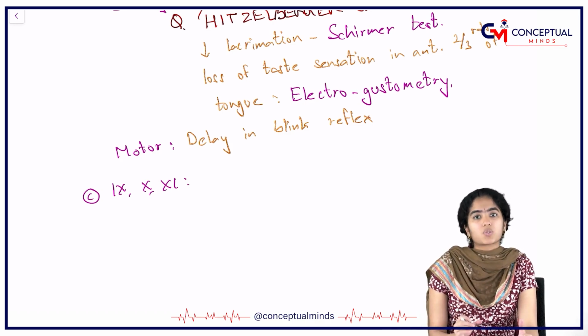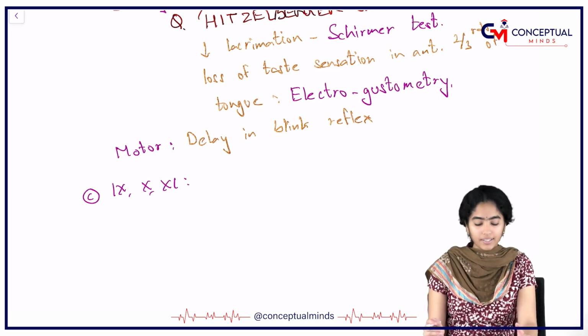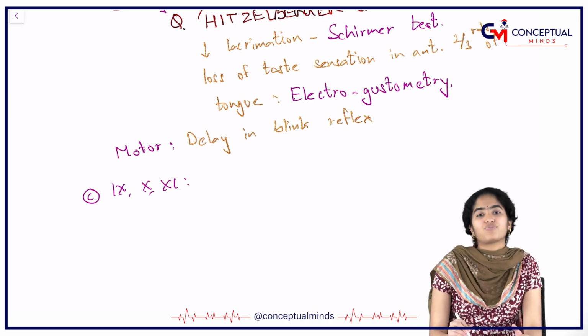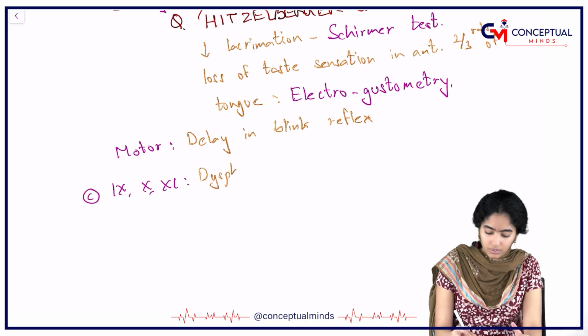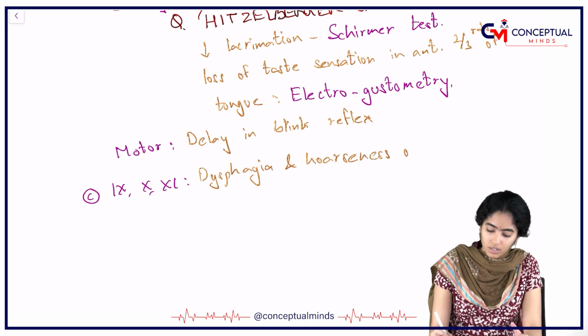So when the palatal, laryngeal and pharyngeal muscles are paralyzed or weakened, it leads to dysphagia and hoarseness of voice.